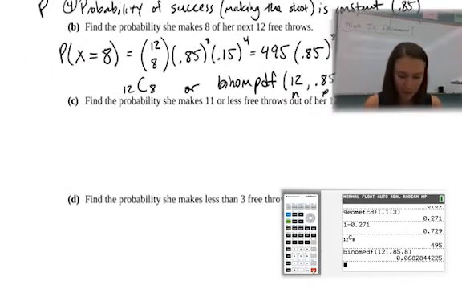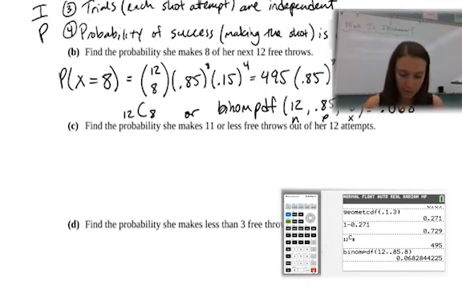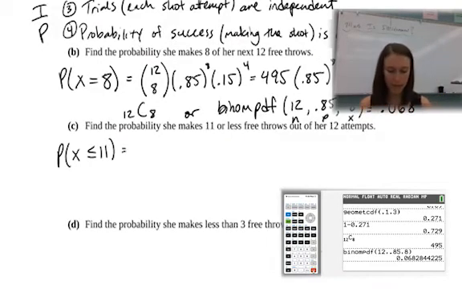All right, find the probability that she makes 11 or less free throws out of 12. So x is less than or equal to 11. So this means she could make 0 shots. She could make 1 shot. She could make 2 shots. She could make, blah, blah, blah, all the way up to she could make 11 shots out of 12. So we would have to add all those together, and that would be insane.